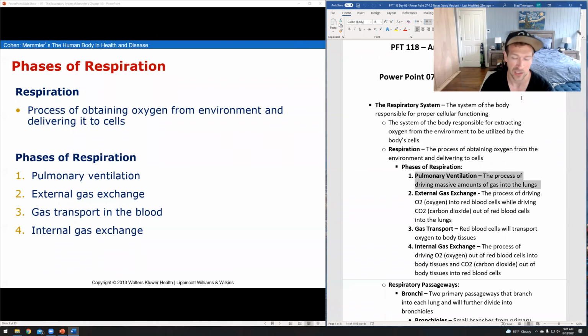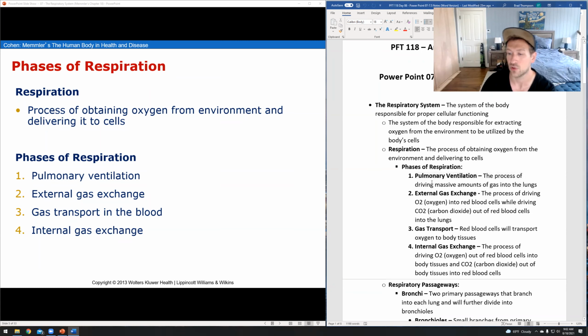That's the breathing that you're all doing right now. That's the breathing that you're thinking of when you generally tend to think of the respiratory system. You're like, yeah, it's my lungs. It's how I breathe, right? Yeah, absolutely. That's still very true. There's just more to it than that, right? So our first process is pulmonary ventilation. Pulmonary means lungs. Ventilation means to drive air from one place to another, right?